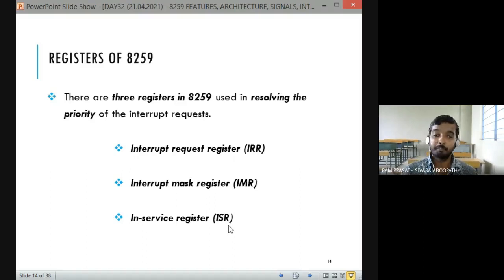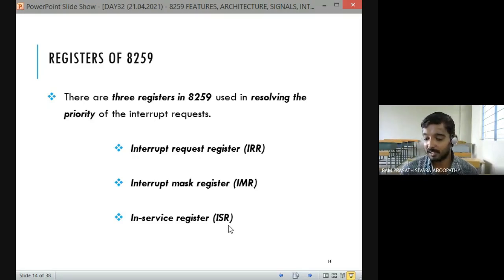Correct? So the service program of a particular interrupt is now running. To indicate that, this ISR register is available. Currently, which interrupts are being serviced by the 8085 microprocessor, that information is in ISR. That's the purpose of the ISR register. Clear?